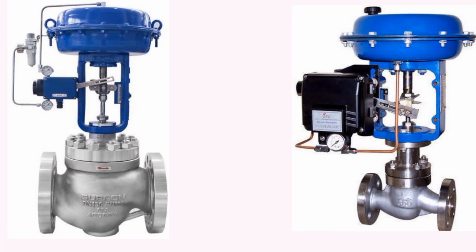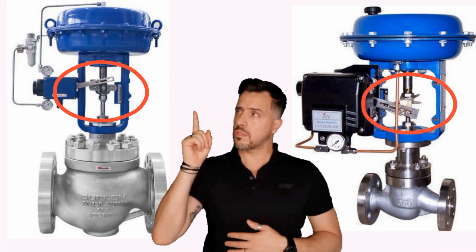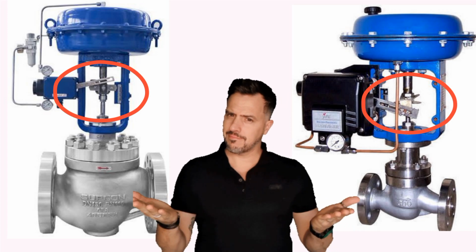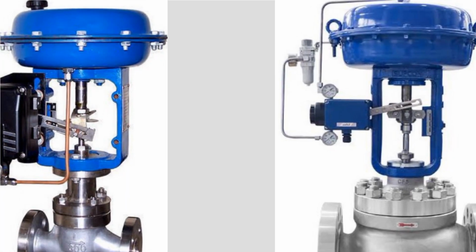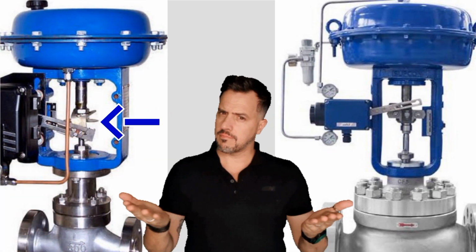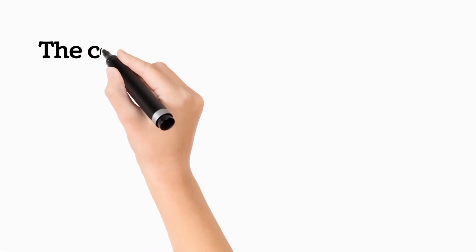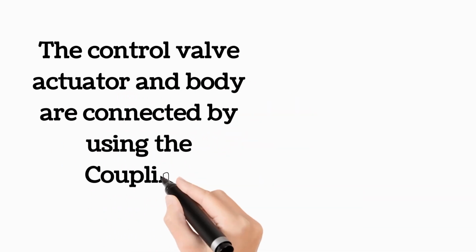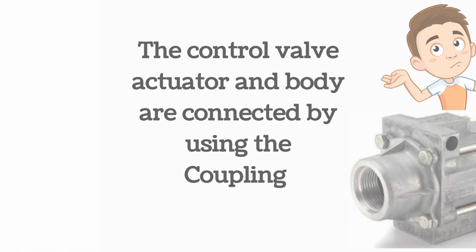Here two control valves are shown. Actuator and body are discussed earlier. Here you can see circles are shown on both the images. So this is the part by which the valve, actuator and body are connected. For your better understanding, we are using arrows. Now you can see it clearly. So friends, the part by which valve actuator and valve body are connected is known as coupling.